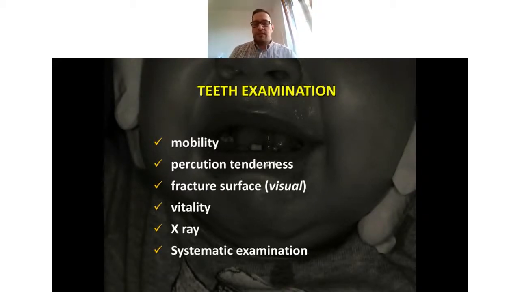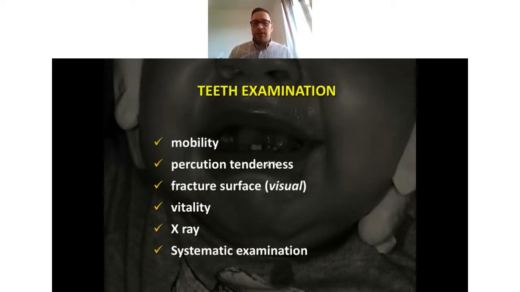When we check the vitality of the tooth, it's important to know that for some time after the injury, we're not supposed to care about the vitality. It is because the pulp is in a state of shock, and when the pulp is in a state of shock, it will not react as it's supposed to. It's not going to react in the same manner that a healthy pulp reacts. So let's say a month after the injury, it might not show that it's vital, but that's quite okay.